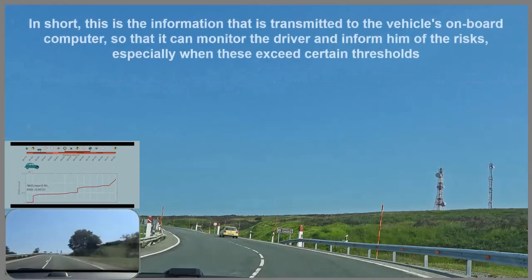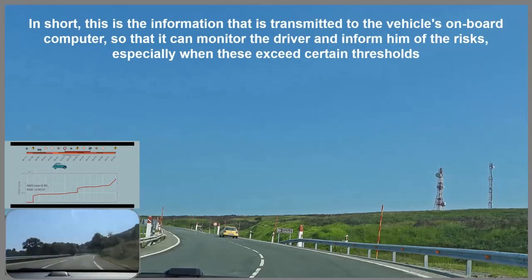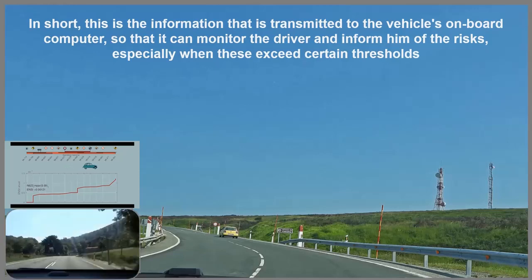In short, this is the information that is transmitted to the vehicle's onboard computer, so that it can monitor the driver and inform him of the risks, especially when these exceed certain thresholds.